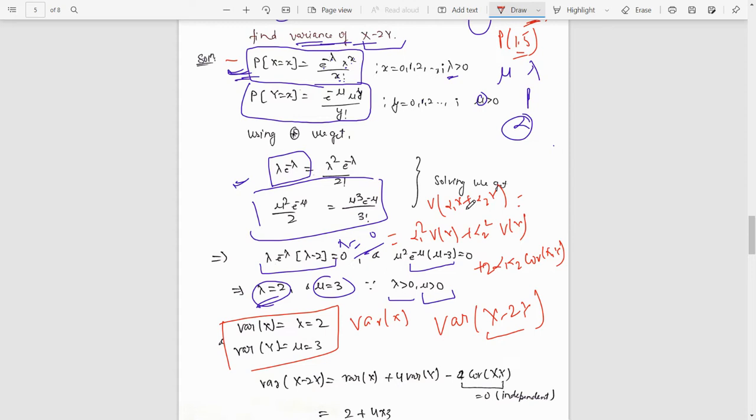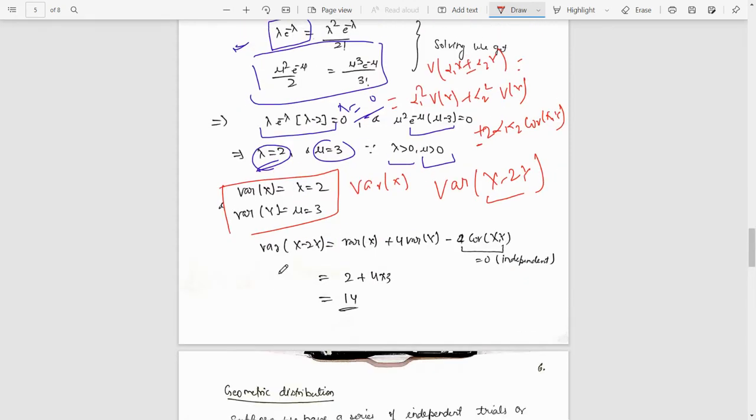If here it's minus, everything is going to be the same, only this particular term is going to be replaced by the minus sign. So if we talk about the variance of x minus 2y, it means the variance of x, obviously the coefficient is 1, plus 4 times the variance of y, since alpha 2 is squared, and minus 2 into alpha 1 into alpha 2. So alpha 1 is 1 and alpha 2 is 2, so minus 4 covariance of x comma y.